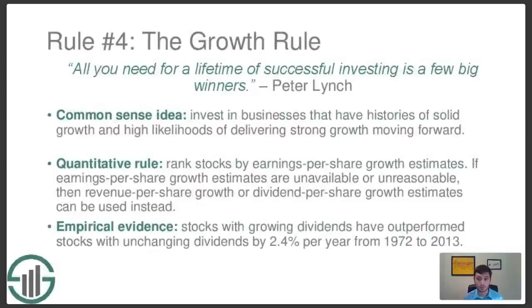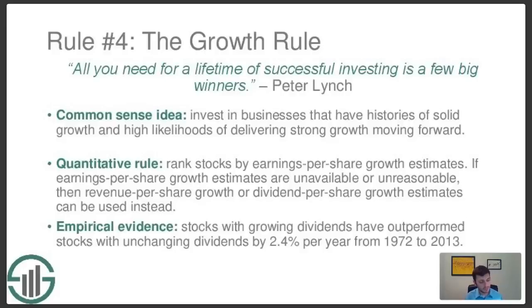Rule 4 is the growth rule. All you need for a lifetime of successful investing is a few big winners. And that's from Peter Lynch, who had returns close to 30% a year over, I think, a 9 or 11-year period when he was running the Magellan Fund. One of the greatest investors of the last, he was predominant in the 80s, I believe, but one of the greatest investors around. Common sense idea here is to invest in businesses that have histories of solid growth and high likelihoods of delivering strong growth moving forward.